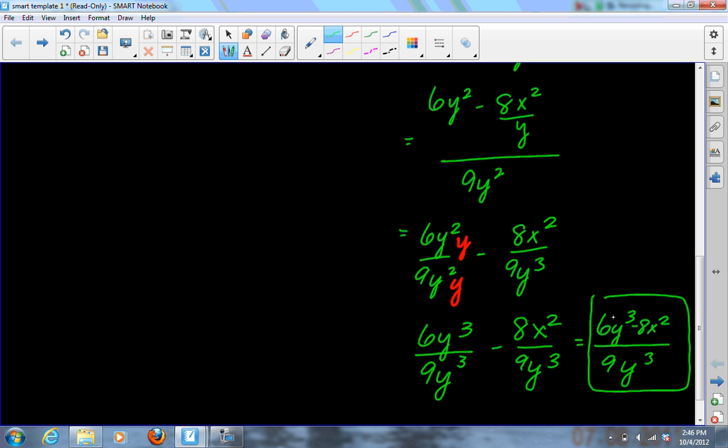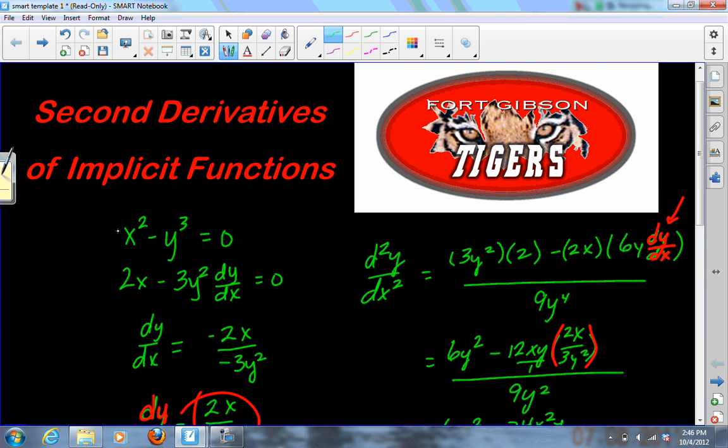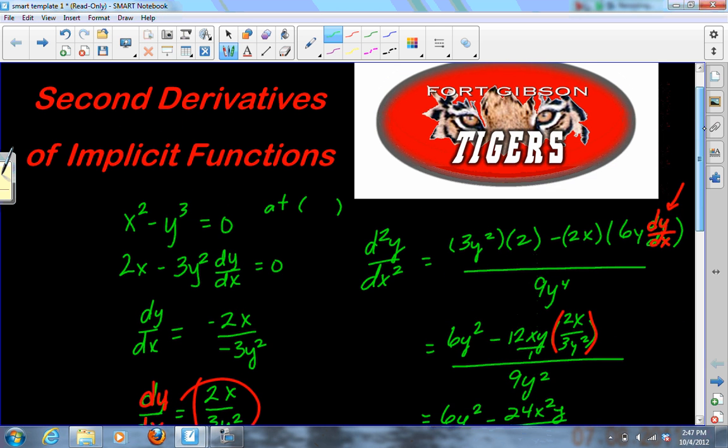Notice that the answer is in terms of x and y, so if I had an ordered pair that I wanted to know specifically what is the second derivative of this function at a specific ordered pair, I could take that ordered pair and put it in down here at the bottom and find the derivative at that ordered pair. The derivative depends on the x and the y in this case. And so, for instance, if I had said find the derivative of this function at 1, 1, notice that 1 minus 1 does give me a 0. So this ordered pair is on this function.